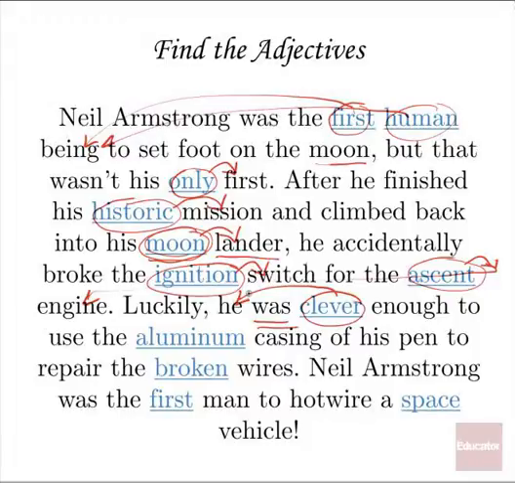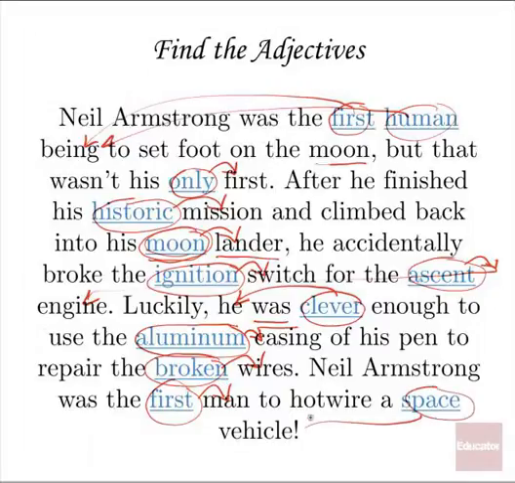He was clever enough to use the aluminum casing. What kind of casing? An aluminum one. Of his pen to repair the broken wires. What kind of wires? Broken wires. Neil Armstrong was the first, oh, there's first used as an adjective again, man to hotwire a space vehicle, with space modifying vehicle. All right, let's do one more round of practice.